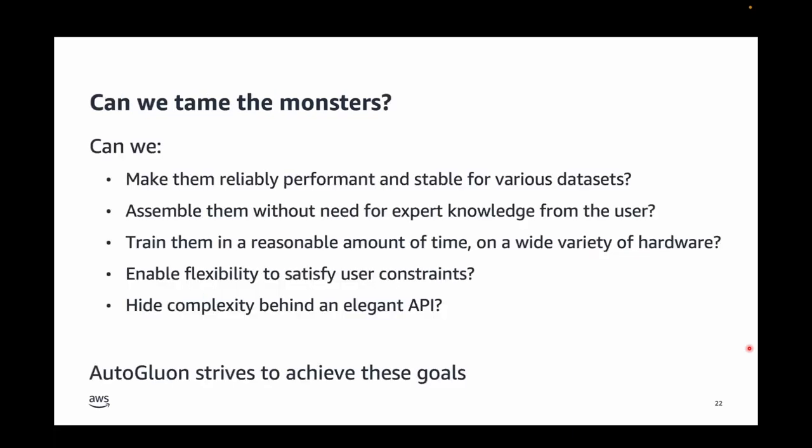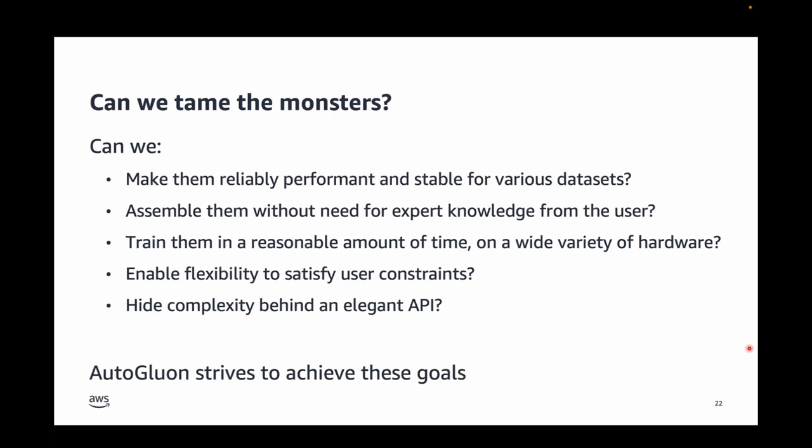So the question that the early developers of AutoGluon asked was, can we somehow tame these monsters? Can we achieve results similar to what these crazy ensembling techniques do, but make it usable for people? Can we actually make it work reliably for different data sets, different tasks? Can we automate this process so that the user doesn't need to know anything about cross-validation, and even with very little machine learning knowledge, people would still be able to build these performant models? Can we train them efficiently and quickly on different hardware? And can we also make them adhere to constraints that people have? Maybe people have constraints on inference time. For a single row of data, I don't want to spend more than 10 milliseconds generating the prediction. How can we ensure that using these crazy ensembles?